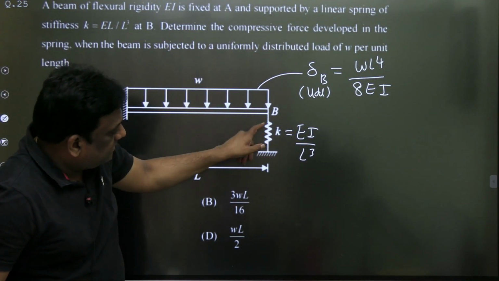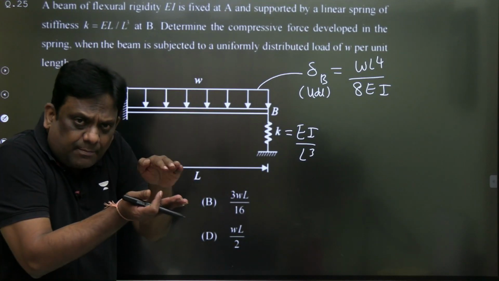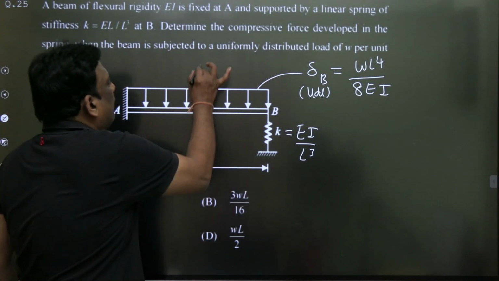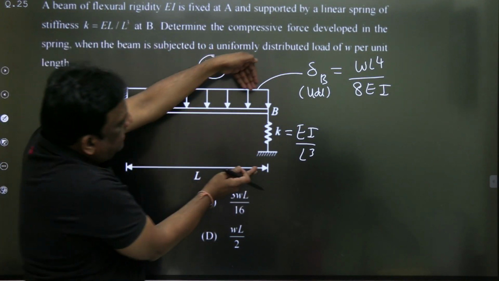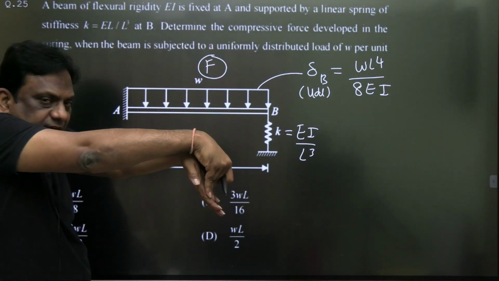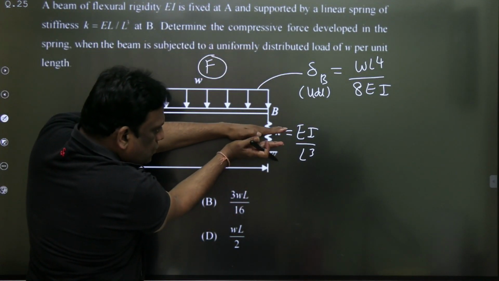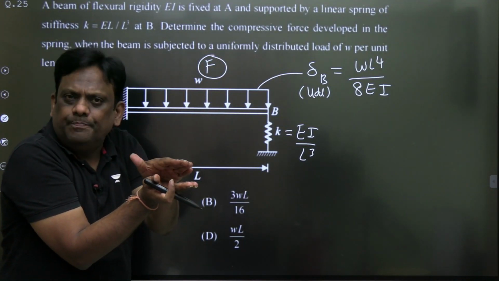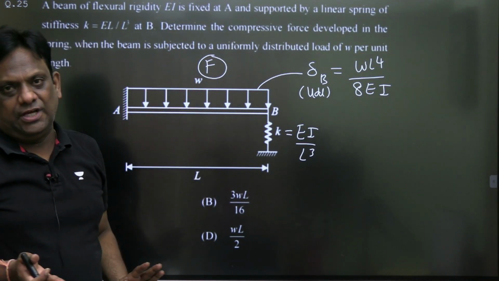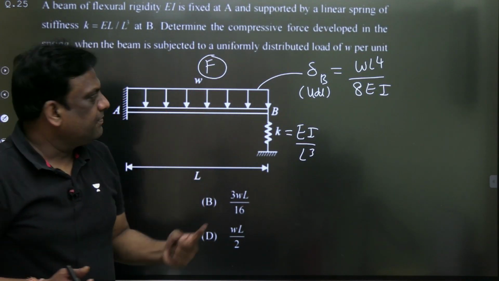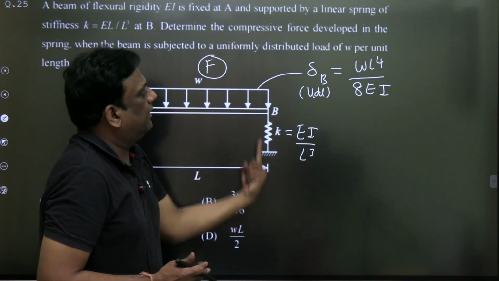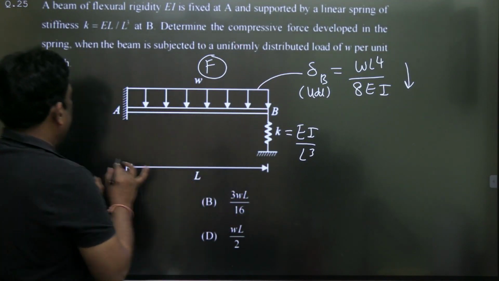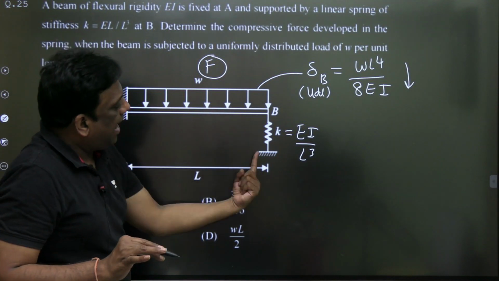When it is deflecting, the spring will compress, and when the spring is compressed, it will try to come to its natural state. So the spring will start exerting force in the upward direction. Let F be the compressive force in the spring. Whenever the spring moves from its natural state, energy is stored, and thereby it tries to come back to its original position. It is something like a combination of UDL and a point load at the free end.